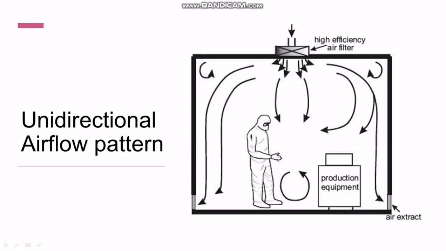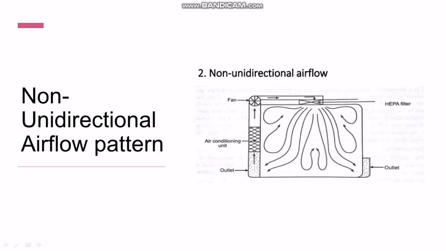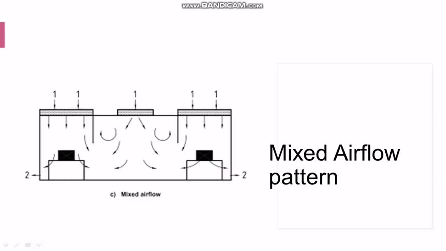You can see this is the unidirectional flow, in which the lines are parallel to each other. This is the laminar flow, or unidirectional flow. And you can see this is non-unidirectional flow, in which the lines are not parallel to each other, they go in different directions. And this is the mixed flow, in which you can see some lines are parallel to each other and some are not, like these lines and these are parallel, so this is mixed flow.